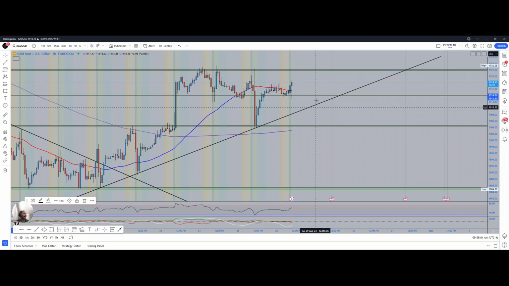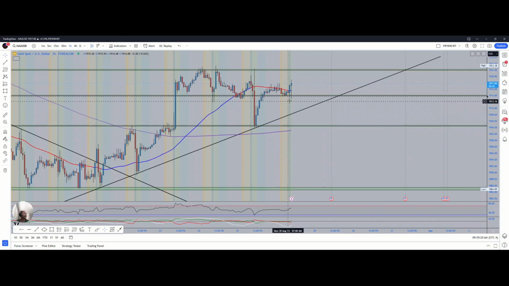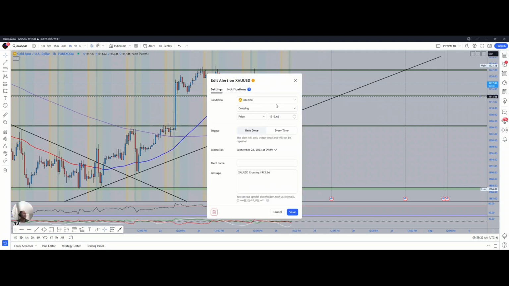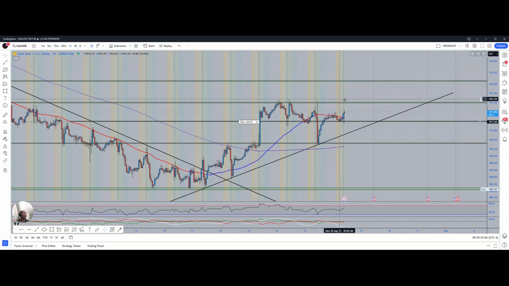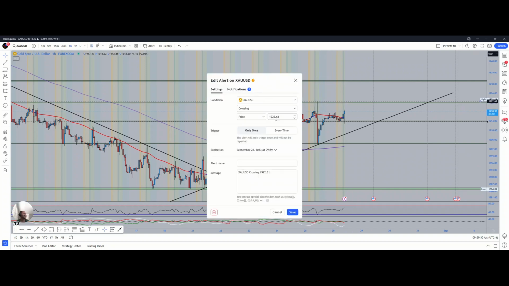I would only sell if price breaks this area right here, these lows. If price breaks these lows, we could potentially go down all the way to 1907 or so. So I'm going to place an alert right here, 1913.66. If price crosses that, I'm going to be looking for gold sells. And I'm only going to buy if price breaks these highs, so I'm going to put another alert right up here, 1922.61, gold buys.